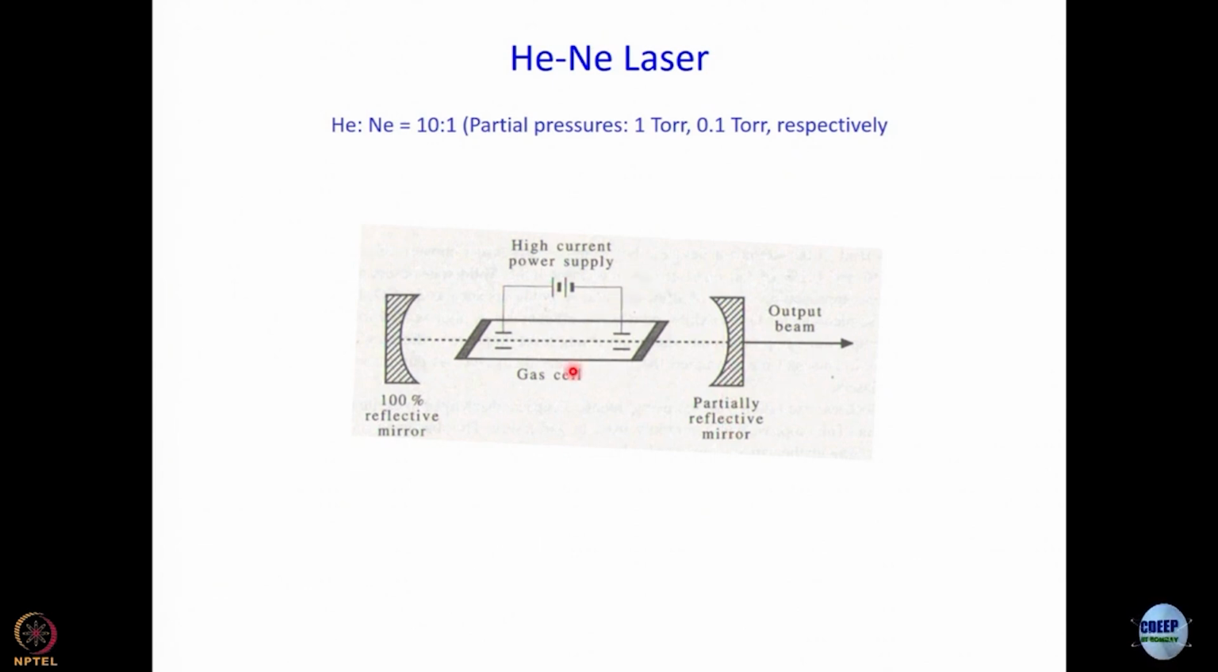Now, what you have here as an active medium is a mixture of helium and neon gases. Why a mixture? We will come to that shortly. But it is important to remember that the ratio of helium to neon is 10:1, and for the record the partial pressures are 1 torr for helium and 0.1 torr for neon. So, why is helium present in 10 times the abundance of neon? We will see shortly. Okay. And then you have it inside a gas cell.